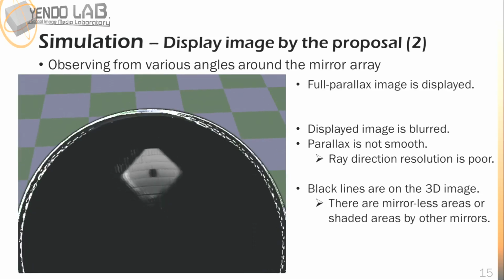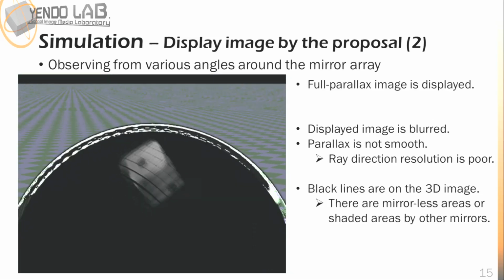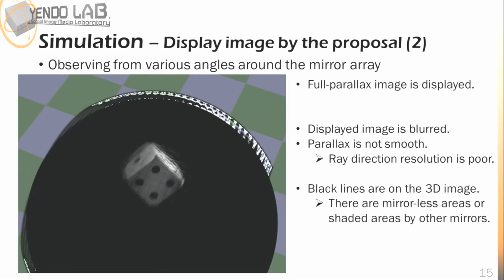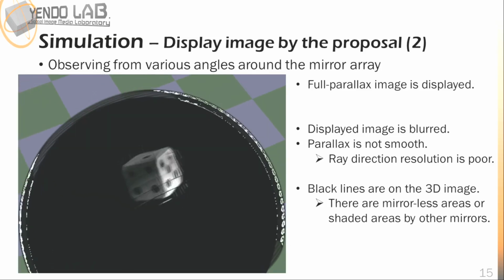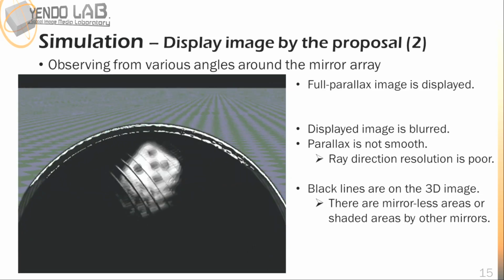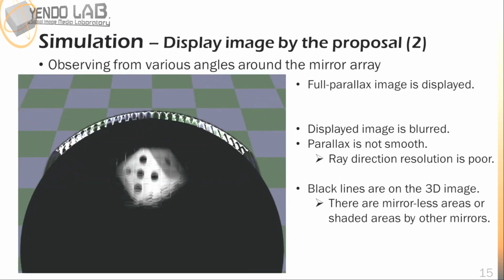However, the image is blurred and the parallax is not smooth. This is because of the discreteness of ray direction. In addition, there are black lines on the displayed image. This is because there is an area where it can't reflect lights.